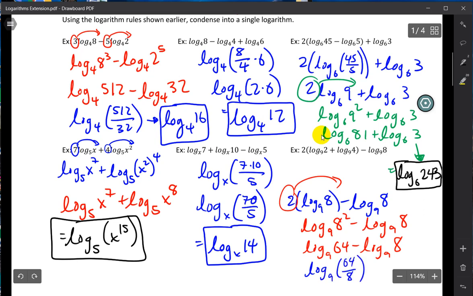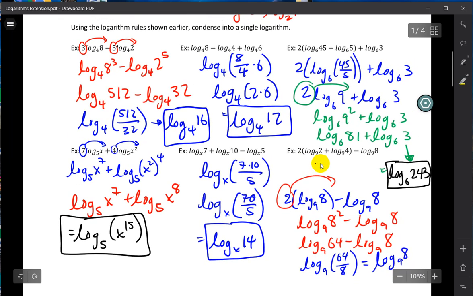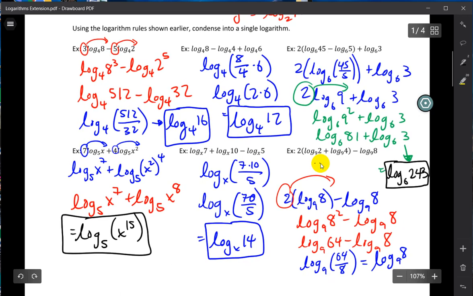We're going to divide. And that says we are left with log base 9 of 8. Oh, shoot, maybe I should make that a little bit bigger. Let's see, hold on. There we go. You guys can kind of see that. So log base 9 of 8. Okay. So that's basically how we do that one.